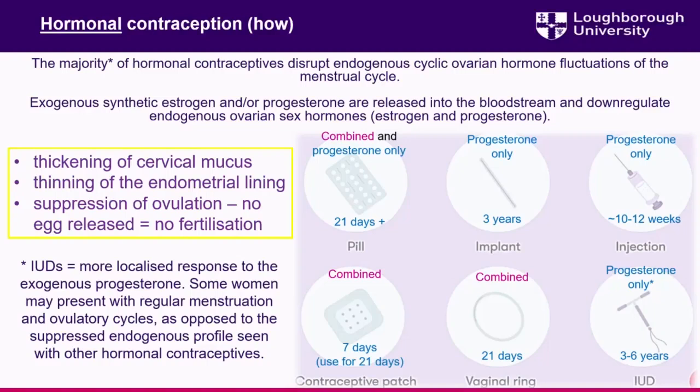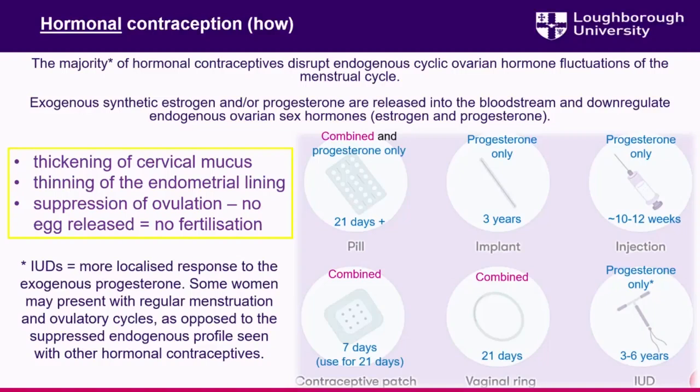You then have an implant, which is placed on the upper arm, underneath the skin, and this is a progesterone-only preparation. This can be in there for up to 3 years, but obviously a woman can have that removed earlier if she wishes to. You have the injections, which are done every 10 to 12 weeks. There are 2 forms of injection now. There's a self-administered and there's a medical-administered one. These are progesterone-only. You have the patches. These are combined preparations. These can be on for 7 days, and you use three different patches, so change every 7 days. You have the vaginal ring, which again is a 21-day insertion, and you've got your progesterone-only IUDs.